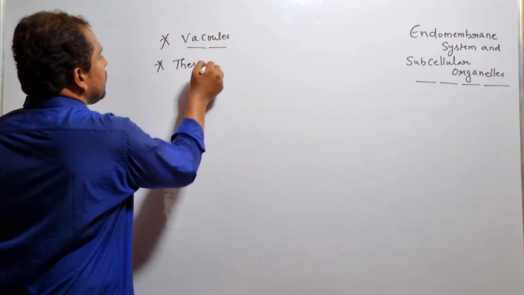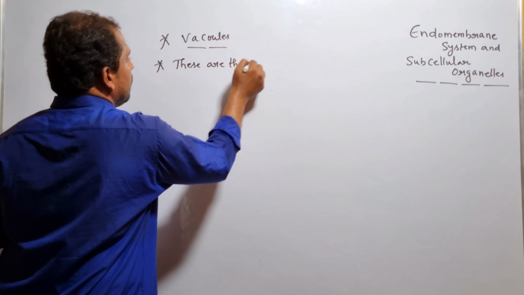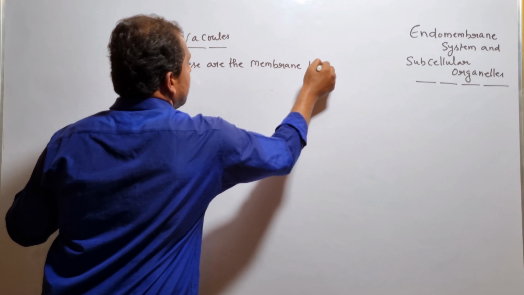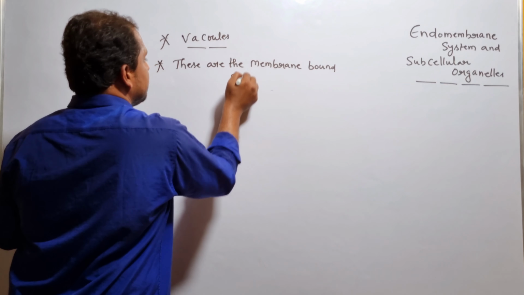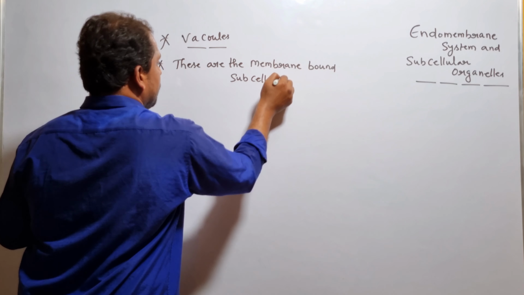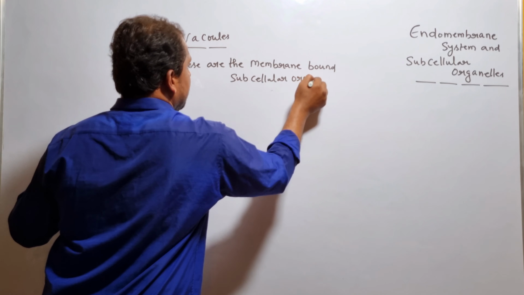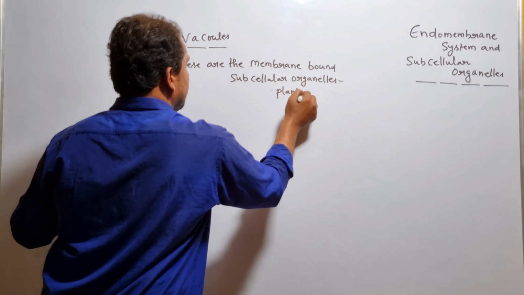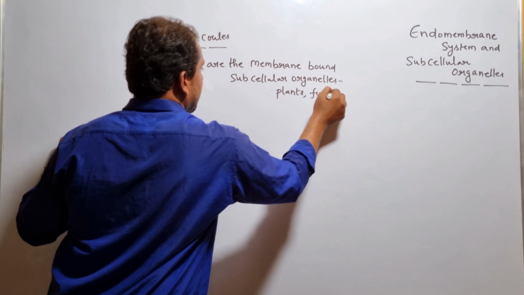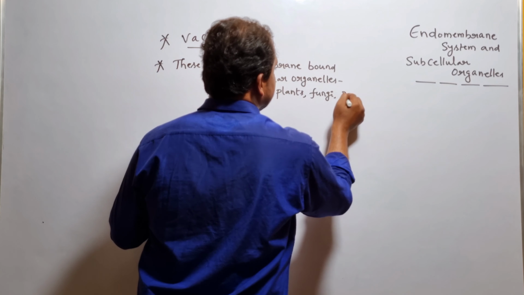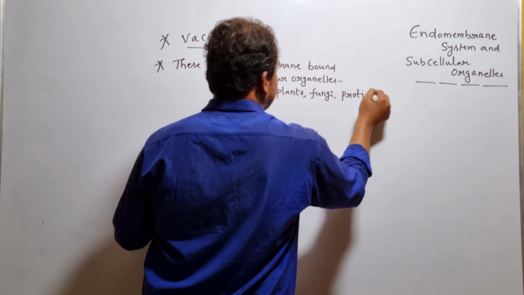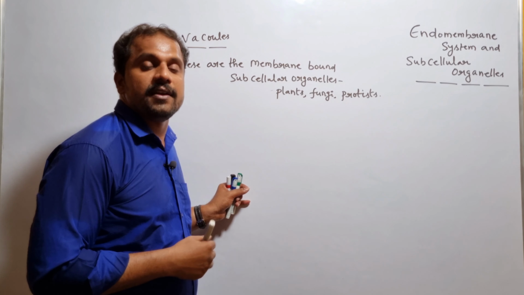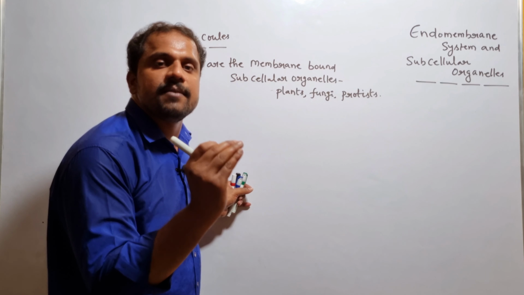These are the membrane bound subcellular organelles which are present in plants, fungi, as well as protists. So most commonly the vacuoles are enclosed by a single outermost covering layer, which is nothing but the tonoplast.